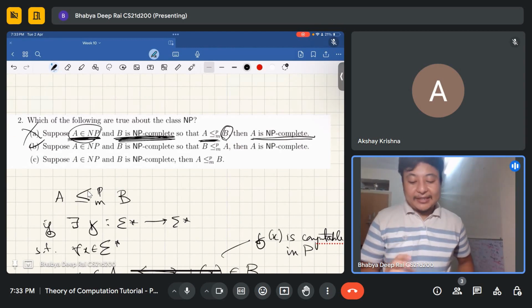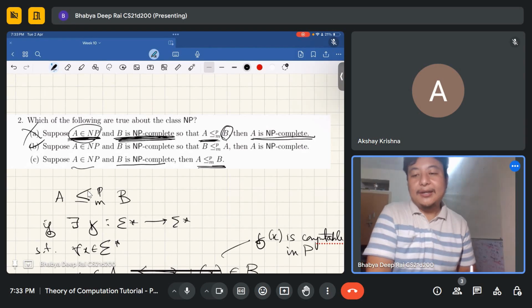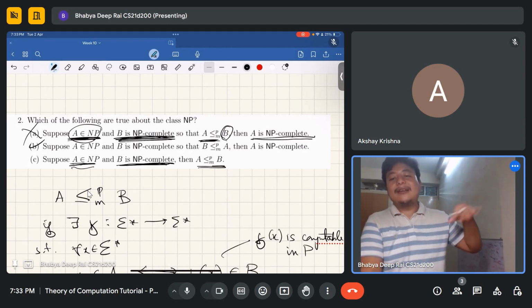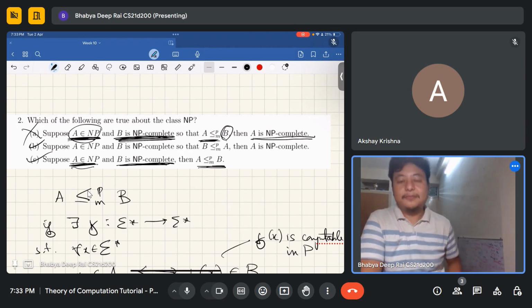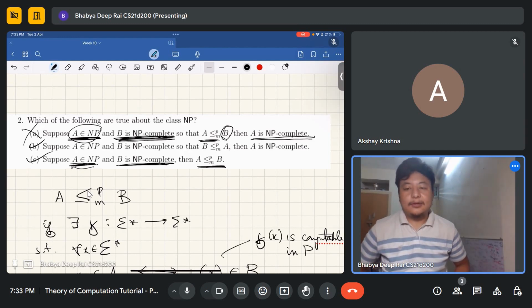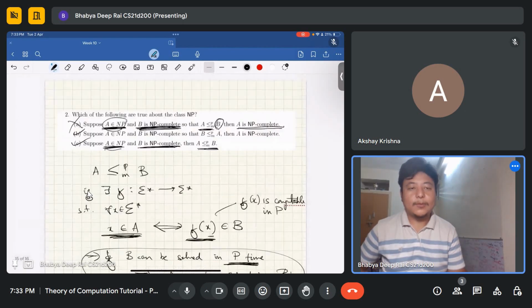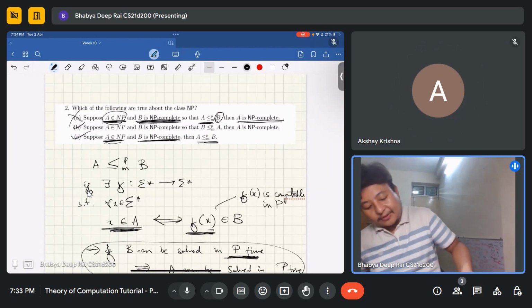And finally, if A is in NP and B is NP complete, then A reduces to B. Since B is NP complete, it already means that all the languages in NP reduce to B. And A is one such language in NP, so by definition it will reduce to B. So this is also true. Okay, so is this clear? Yes, sir. Okay, clear, right? So let me know if there are any questions.